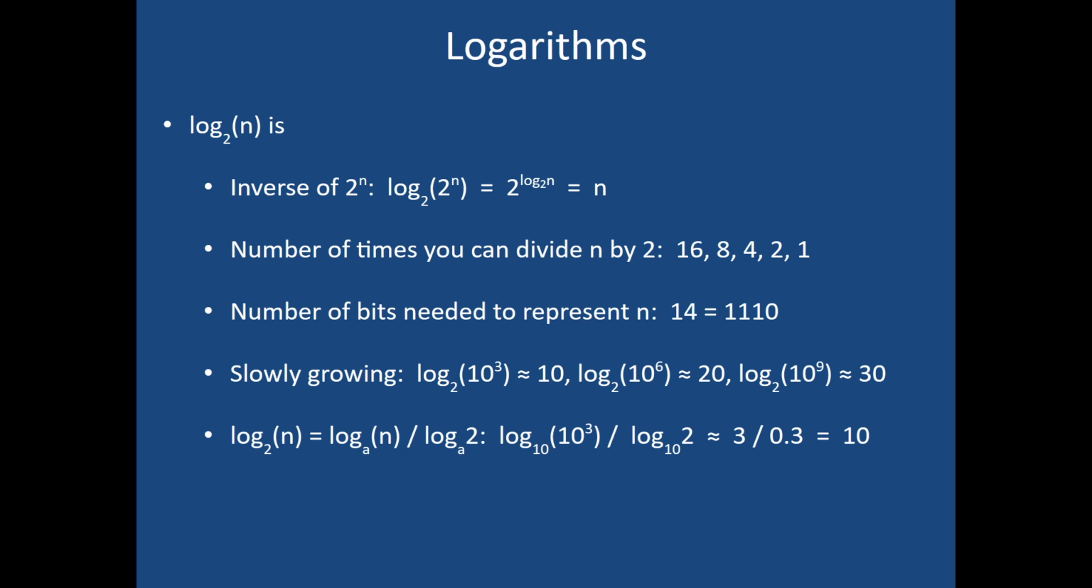It's very slowly growing. So these numbers, I encourage you just to remember: log base 2 of 1,000 is about 10. 1024 is 2 to the 10, so log base 2 of 1,000 is about 10. Of a million is about 20. Of a billion it's about 30. So some handy things to know. They grow very slowly. And it's possible to convert between bases.